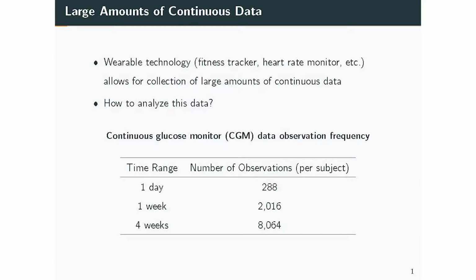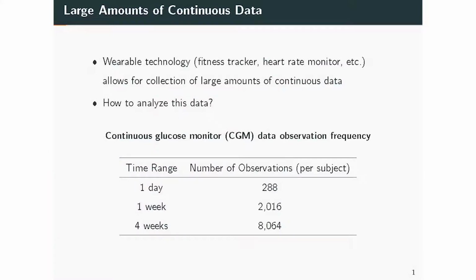So for example, a continuous glucose monitor, or CGM, is able to monitor an individual's glucose levels every 5 minutes. So in a day period, that would allow for 288 observations per person. Within a 1 week period, that's around 2,000 observations. With about a month period, you're going to get around 8,000 observations.